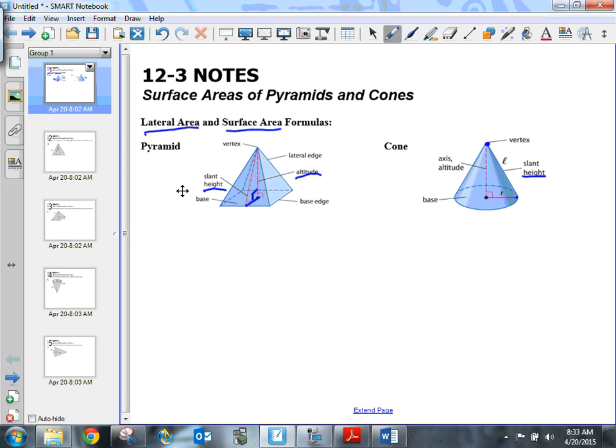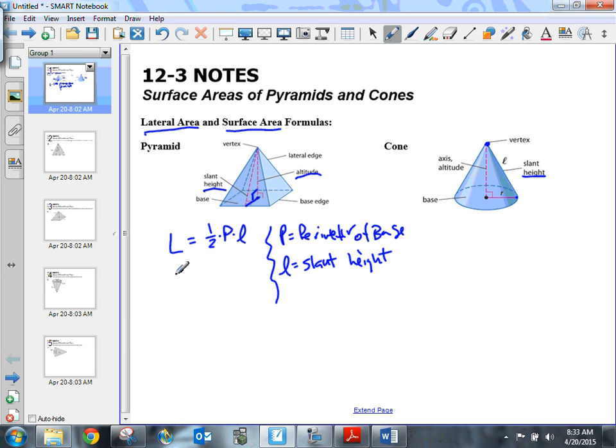Okay, so let's talk about the formulas for lateral area and surface area of the pyramid. My lateral area, L, is equal to 1/2 times the perimeter of the base times the slant height, L. Okay, so I'm going to write out that P is equal to the perimeter of the base, and that L is equal to our slant height.